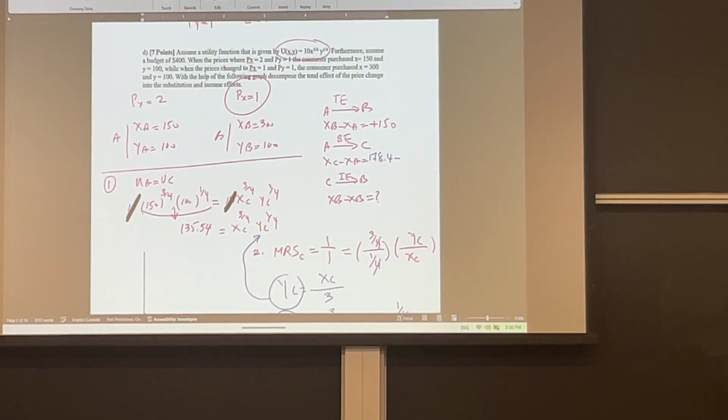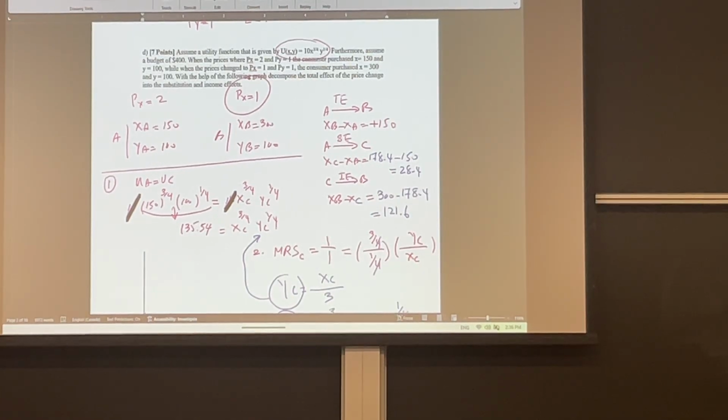178.4 minus 150 is 28.4. This is C, where do I write C? That should be 300 minus 178.4, which is 121.6. Within rounding. Make sense? Okay, that is it.